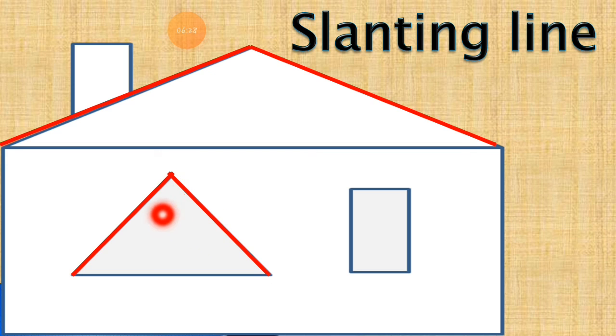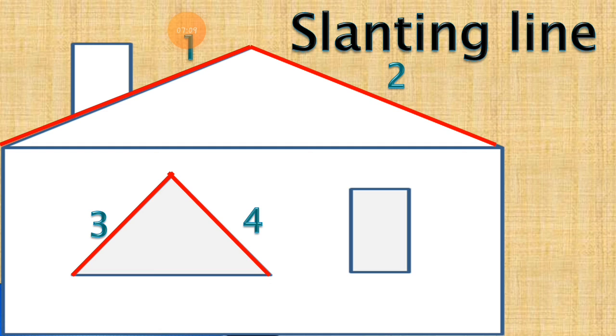Now how many lines can we find in total? See this. This is the slanting line number 1. Here is the slanting line number 2. I am giving numbering to the lines. Here is line number 3. And here is line number 4. So in total we are finding 4 slanting lines in the given picture.